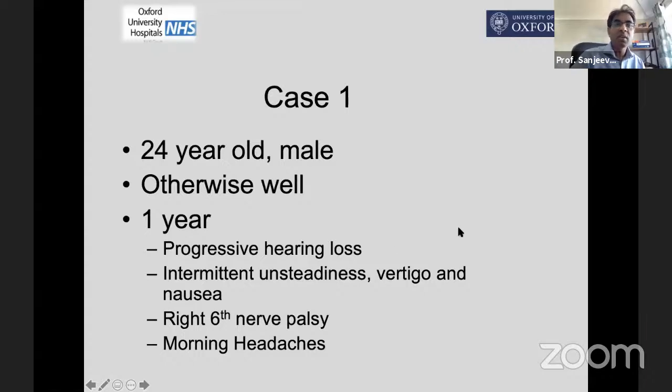He's 24, otherwise well, and he presents with progressive hearing loss, becoming much more unsteady. His walking is becoming unbalanced. He has a 6th nerve palsy, and he's starting to get headaches in the morning.